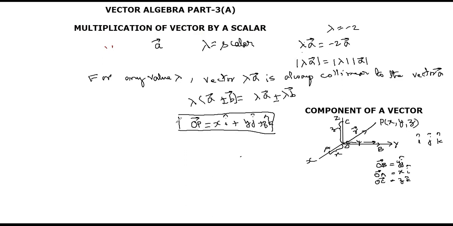Now, this OP vector can be written as vector r also. What will be the magnitude of this vector when it is resolved into components, meaning the i, j, k directions, that is the x direction, y direction, and z direction? Therefore, its magnitude will be the square root of x squared plus y squared plus z squared. This will be the magnitude of this vector.